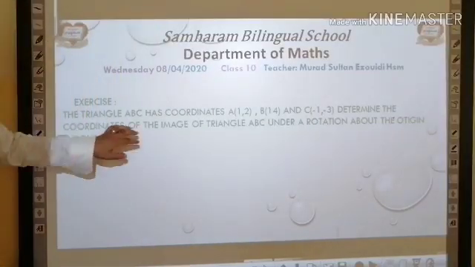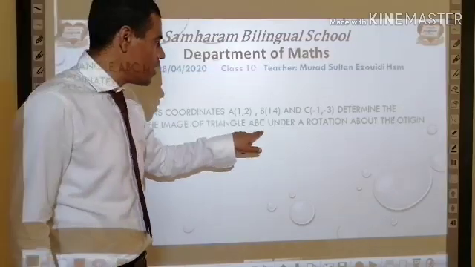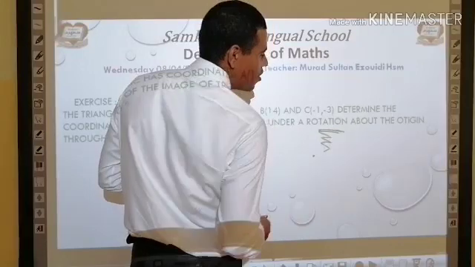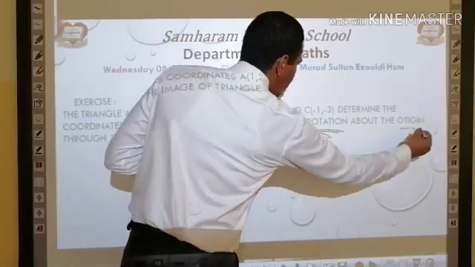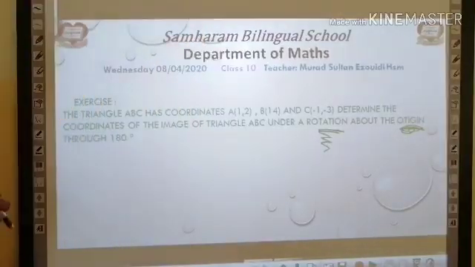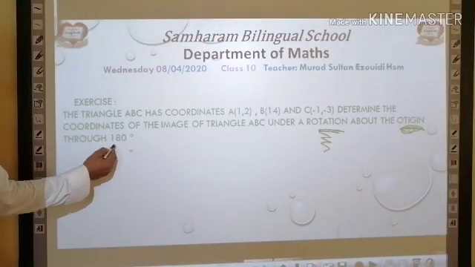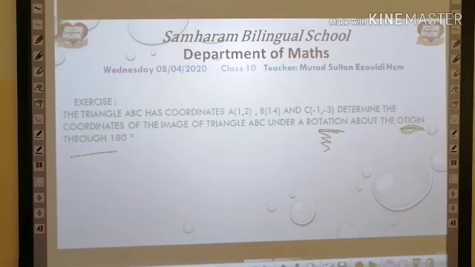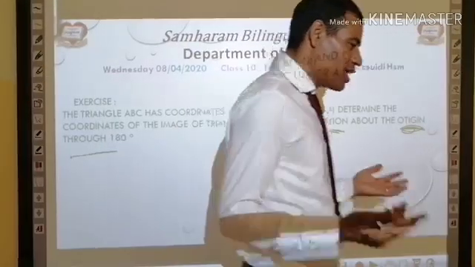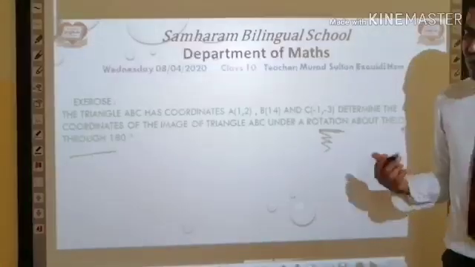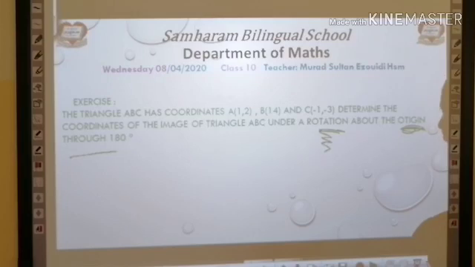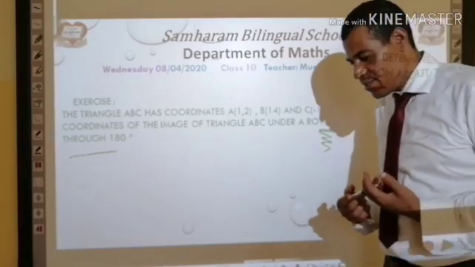Determine the coordinates of the image of triangle ABC in the rotation about the origin through 180 degrees. These are the keywords, the mathematical vocabulary. First of all, before trying to find its image, you can ask yourself which method you will use. Is it algebraic techniques or geometric techniques?